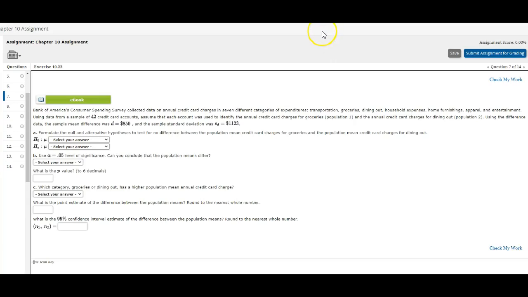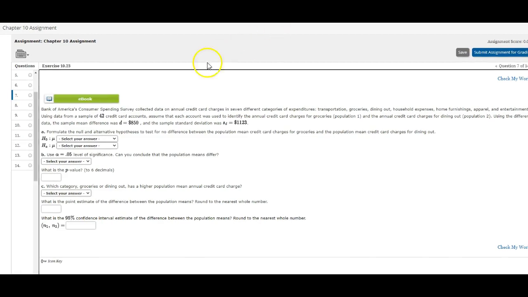This is the chapter assignment, chapter 10, problem 7. We have data for credit card expenditures for groceries in population 1 and dining out in population 2.